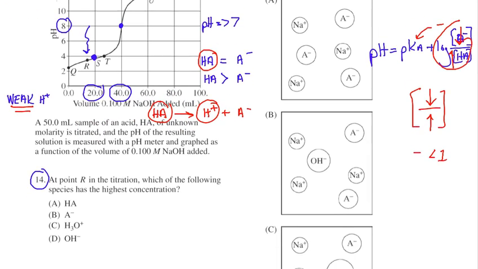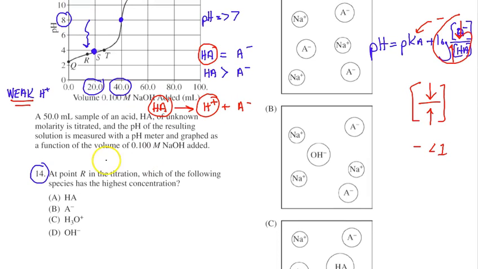Look at our choices. The question says, which has the highest concentration? Well, we know the HA beats the A negative because of where it fits on the buffer region. It doesn't beat out water, so that's not there. It wouldn't be H3O plus because if the pH is at this position, let's say it's 3, the H plus concentration is 1 times 10 to the negative 3. That's tiny. And the hydroxide's even smaller, 1 times 10 to the negative 11. So these concentrations are extremely small compared to how much HA we've added or what we would have.